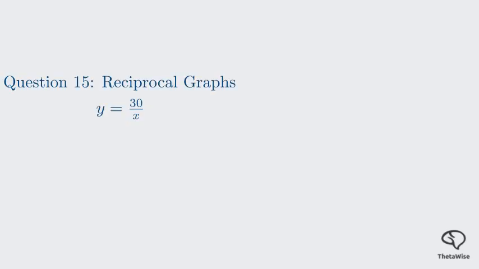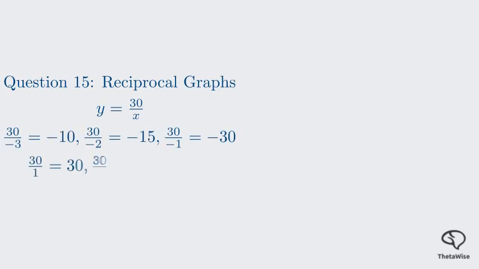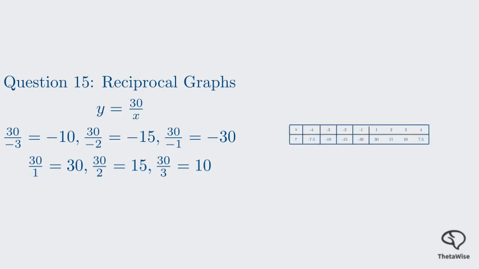For question 15, we are working with the function y equals 30 over x. First, let's complete the table by dividing 30 by each x value. For the positive values, 30 divided by 1 is 30, 30 divided by 2 is 15, and 30 divided by 3 is 10. Here is our table filled with these values. Now we plot these points on the grid.